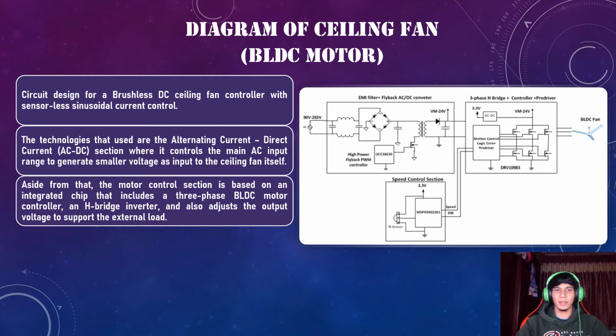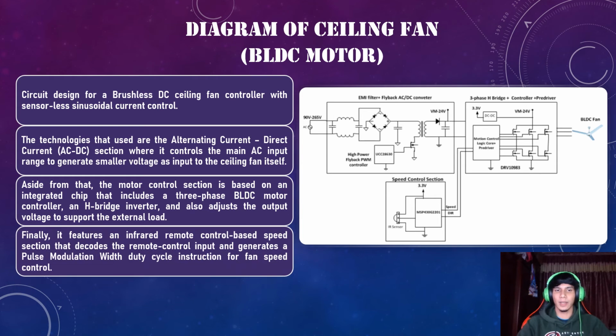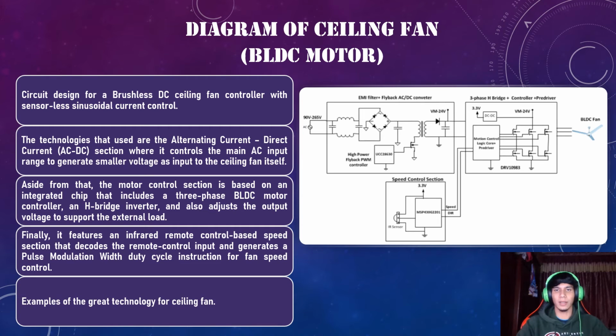As for the motor control section, it is based on an integrated chip that includes a three-phase BLDC motor controller and a half-bridge inverter, and it also adjusts the output voltage to support the external load. It features an infrared remote control based speed section that decodes the remote control input and generates a pulse width modulation with duty cycle instruction for controlling the speed of the fan. Why did I choose this circuit? Because it's a great technology example for a ceiling fan.